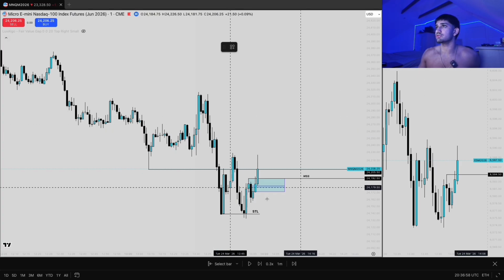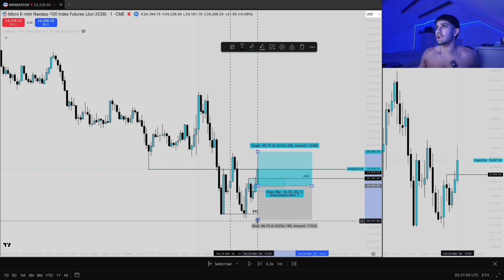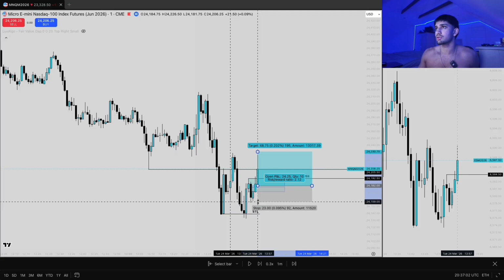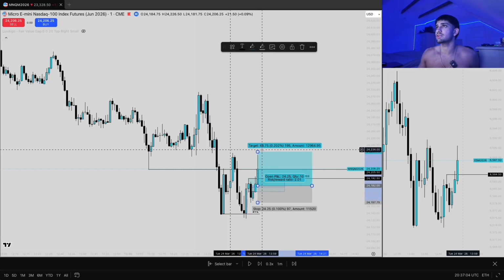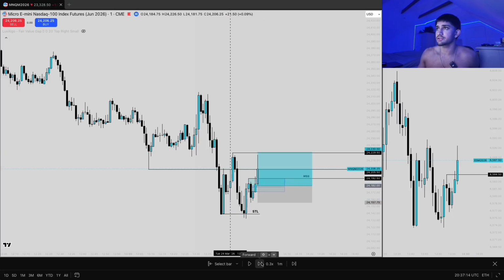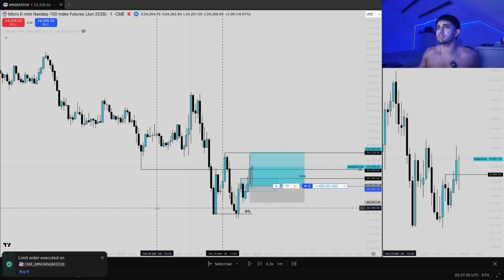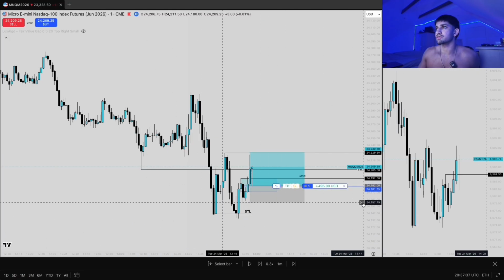So I'll be looking for longs off of this gap right here. I'm running my stop at the short-term low for 24 points and looking for a flat 1 to 2 RR. So let's see if we get an entry. Bang, there we go. So price perfectly ticks us in, running stops at the short-term low, and then TP at 1 to 2.